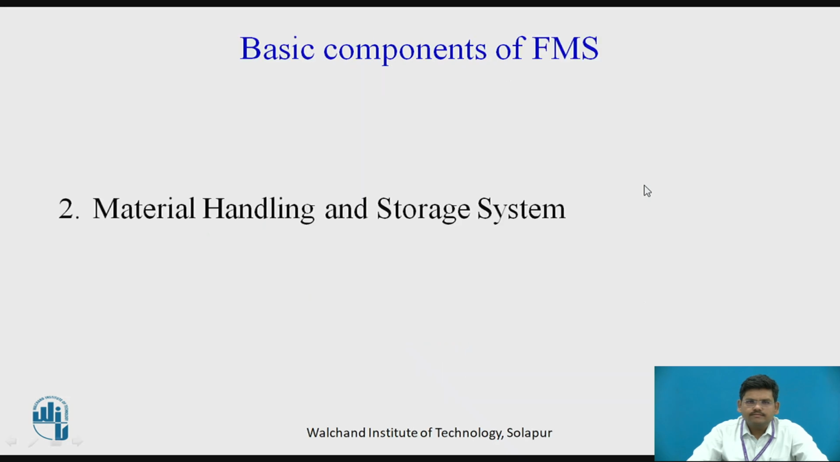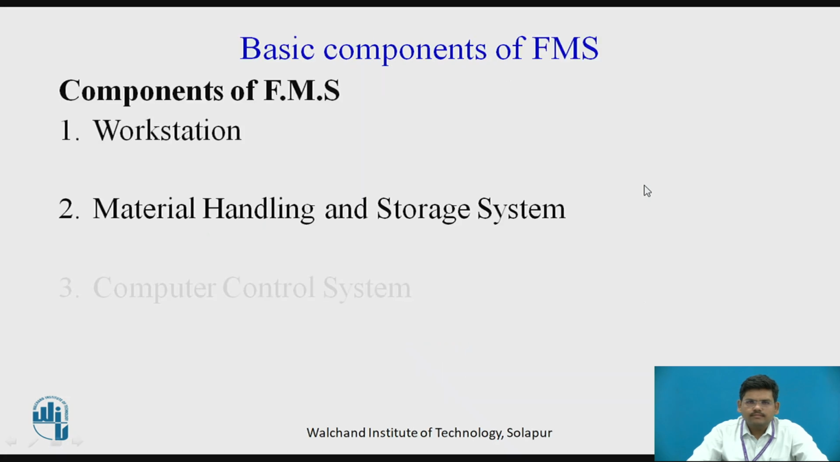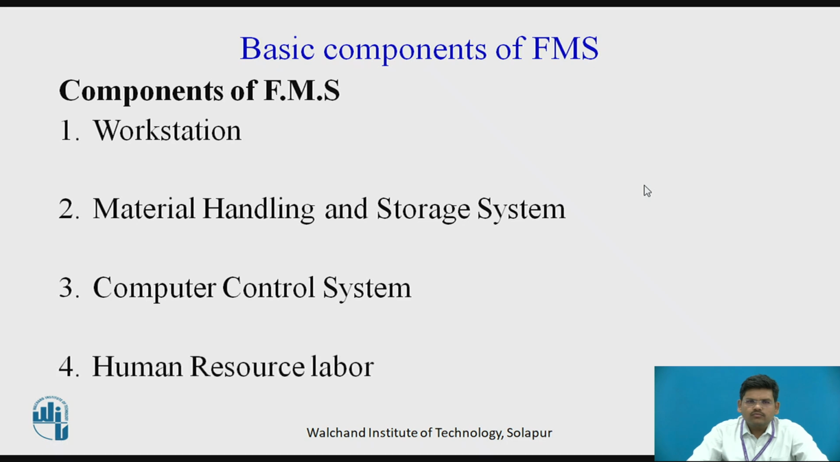Moving further, the various components of a flexible manufacturing system are, as you see on screen. The first is workstation. Second, we have material handling and storage systems. Then we have computer control systems and human resource labor.